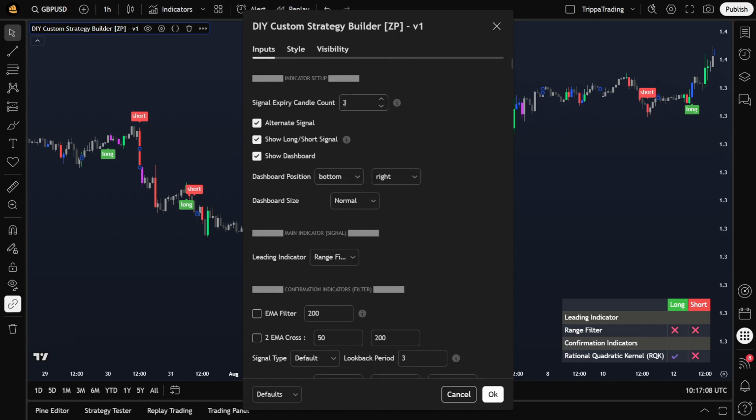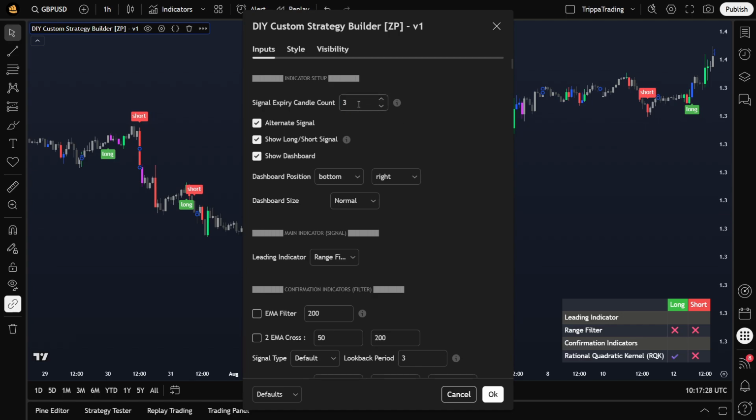Another important setting is called Signal Expire Candle Count. By default, it's set to 3. That means if your leading indicator gives a signal, the indicator will wait up to 3 candles for your confirmations to agree. If they do, a buy or sell signal prints. If not, the signal is rejected.